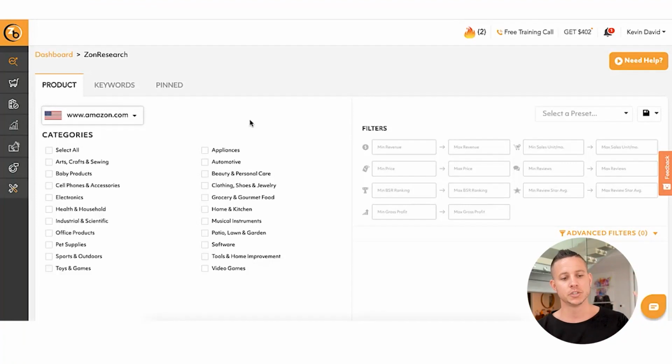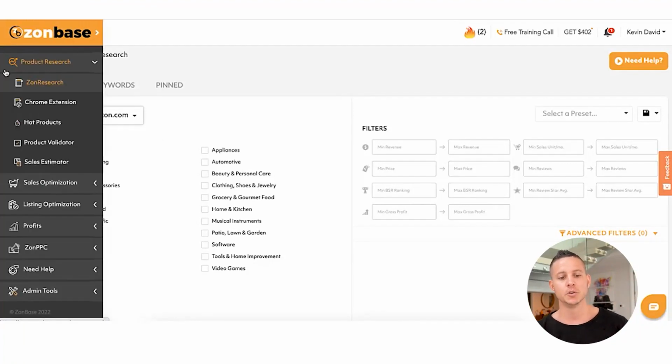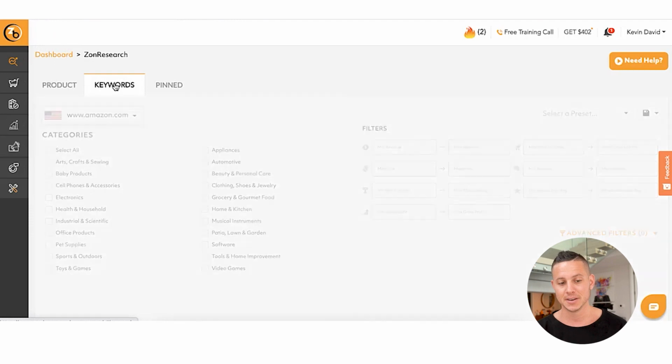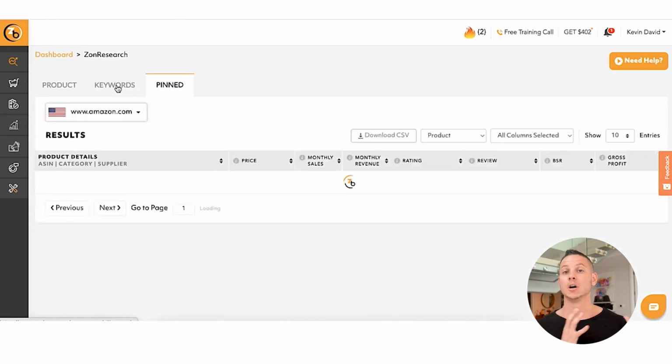So what we're gonna do is, starting inside of Zonbase, we're gonna be using a tool called ZonResearch. Now, inside of ZonResearch, you can see a few different things. There's the product category, there's the keyword category, there's the pin category. We're gonna be focusing on keywords.